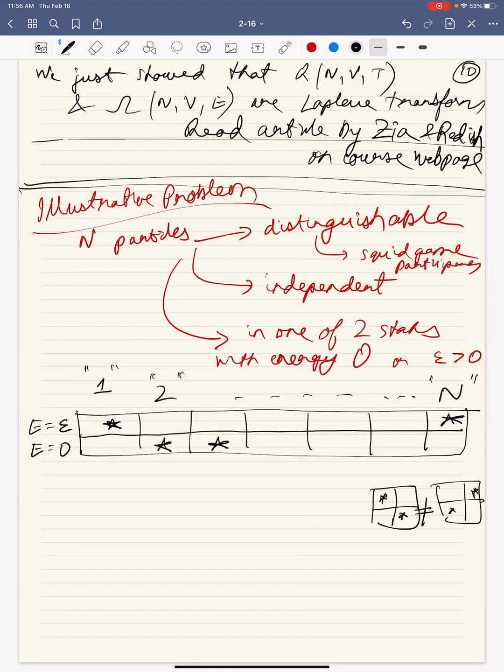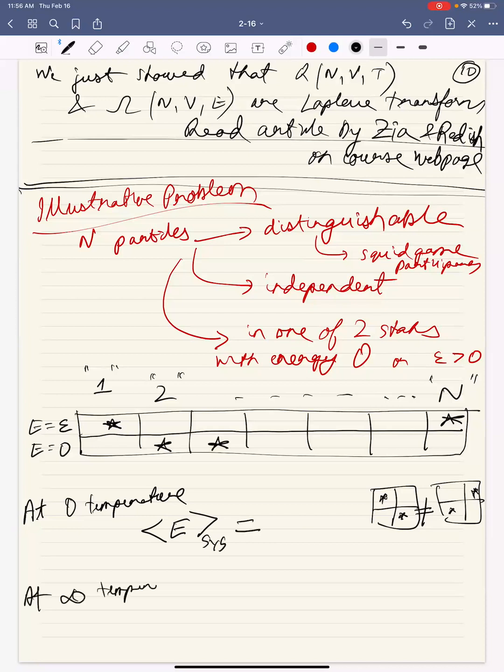So here's my question for you, and you have to answer it intuitively. At 0 temperature, what do you expect the average energy of this system to be? And similarly, at infinite temperature, what do you expect the energy of the system to be? Let's start with 0 temperature. What should happen? Go ahead.